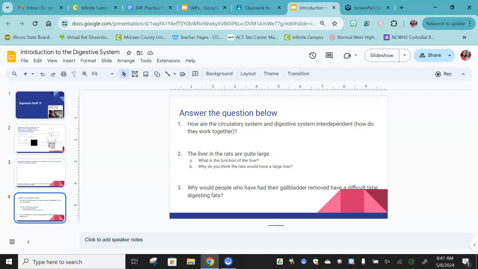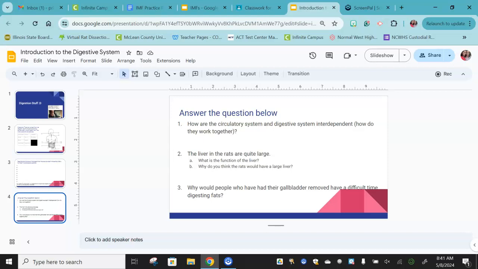Number 2, the liver in the rats are quite large. Whether we've seen them yet or not, we will eventually. But your task here is, again, reiterate what is the function of the liver. And then why do you think that rats would have such a large liver? Like, what would be the point of that based on the function that it has? So you probably have talked about the liver in health class in terms of poisonous substances that are in your body, and what it does with those substances. So maybe a helpful hint there.